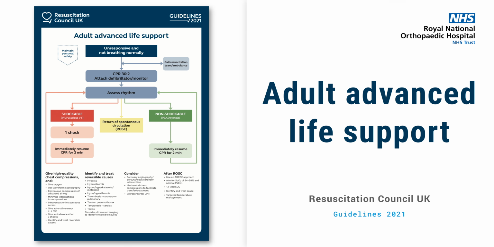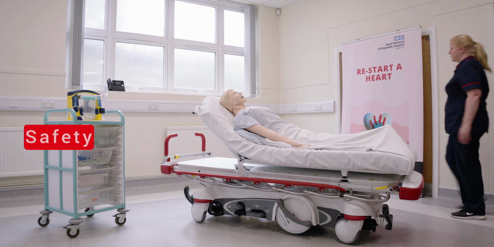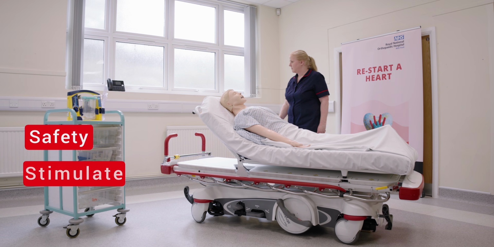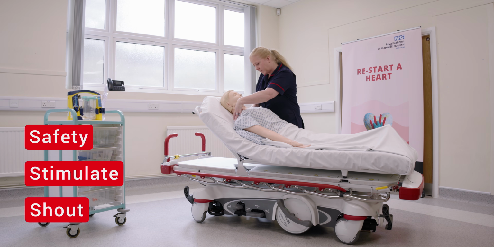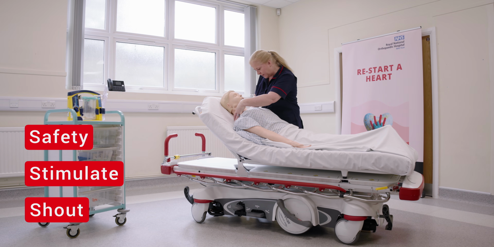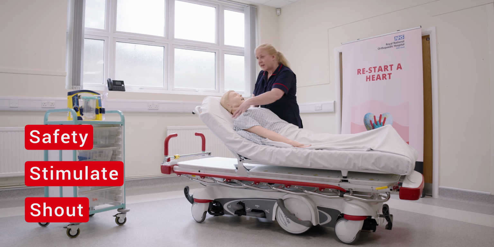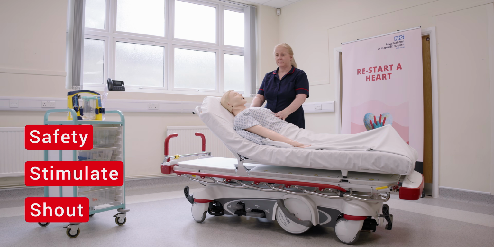Adult advanced life support. Check for safety, stimulate the patient and shout for help. Check the environment is safe. On approach, stimulate the patient through voice. If unresponsive, stimulate the patient through pain using a trapezius squeeze. Shout for help and pull the emergency bell in your department.